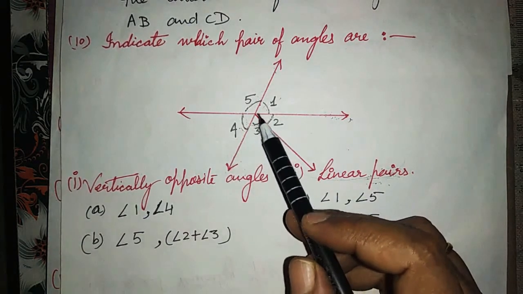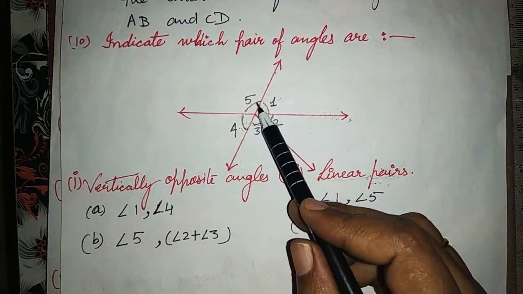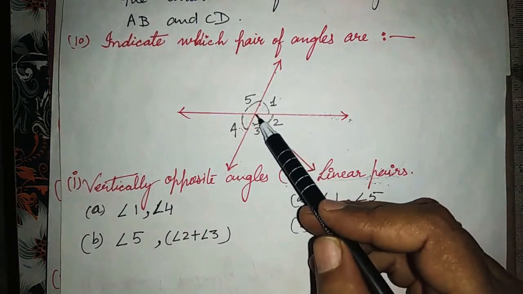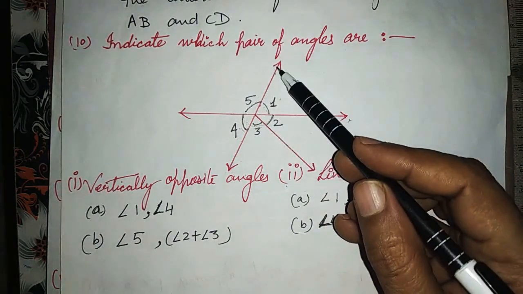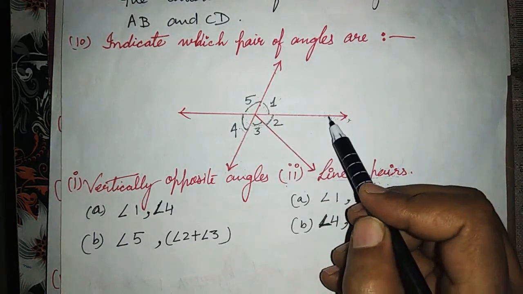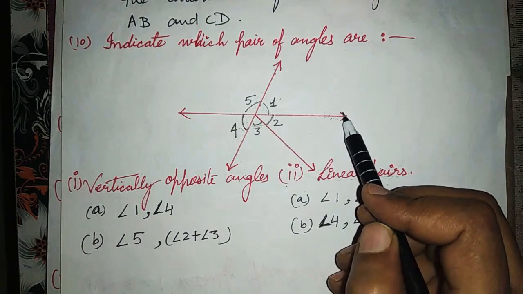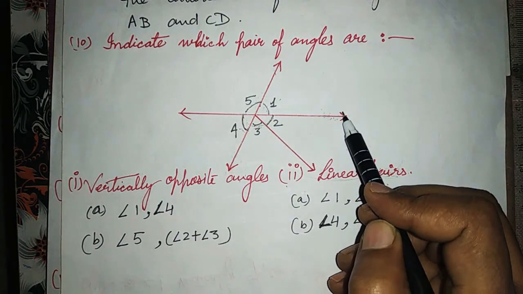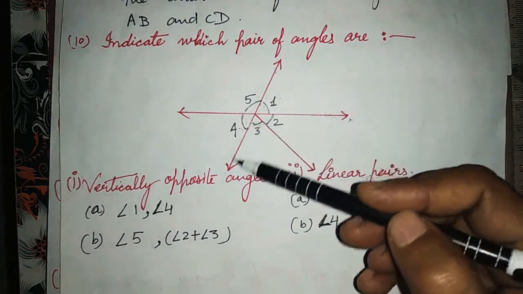And one more thing, you can see here angle 1 and angle 5 are adjacent, because they have a common vertex, a common arm, and two non-common arms which are opposite rays. And for the second pair you will see this straight line.